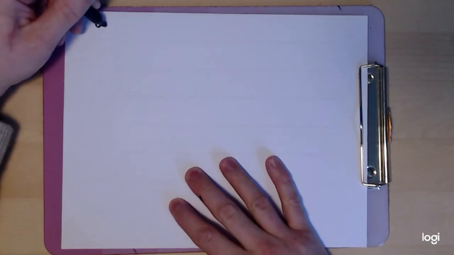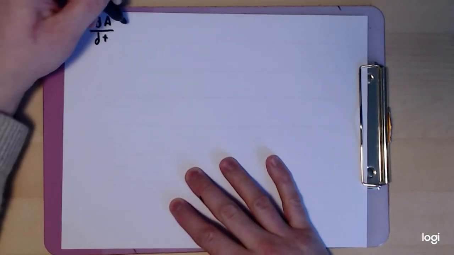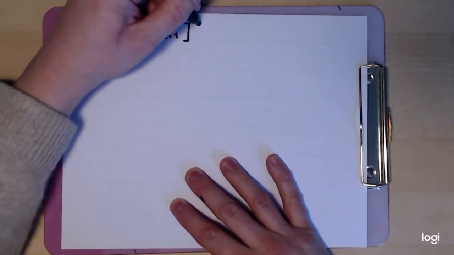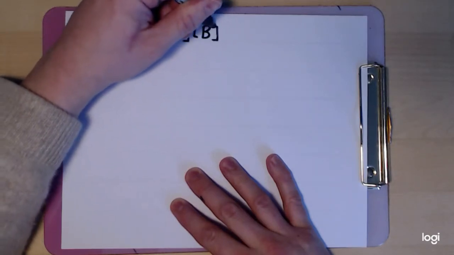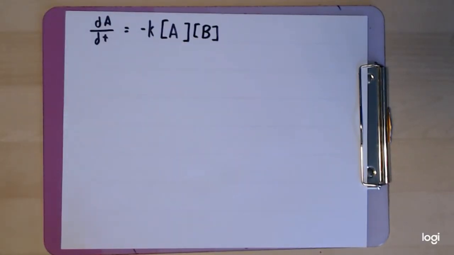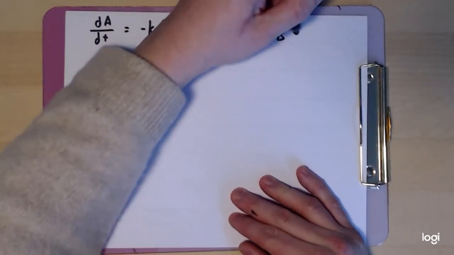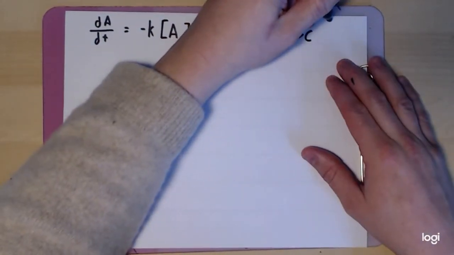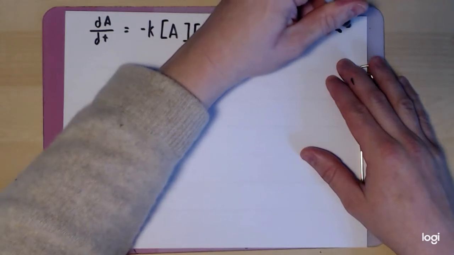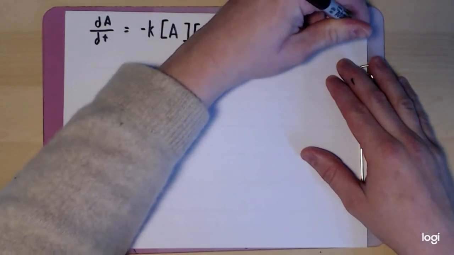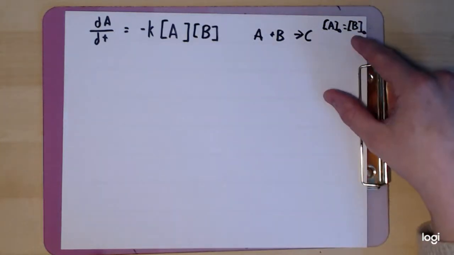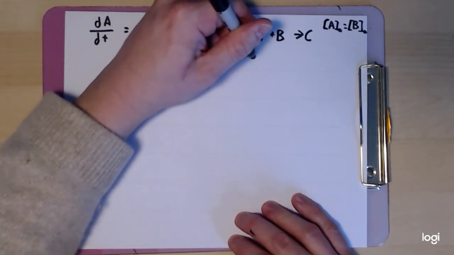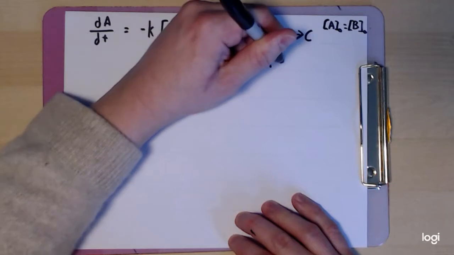Okay, so let's again consider the mass action expression for a second order rate, which is negative k times the concentration of A times the concentration of B. And this is reaction A plus B yields C. Now let's assume that A and B are equal in their starting concentrations, so A naught equals B naught. Or, alternately, let's assume that A and B are actually the same chemical, such as in a reaction like 2A yields C.